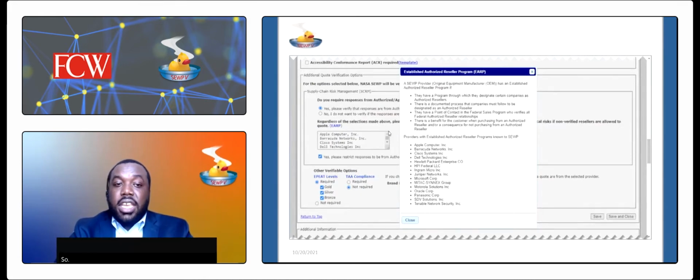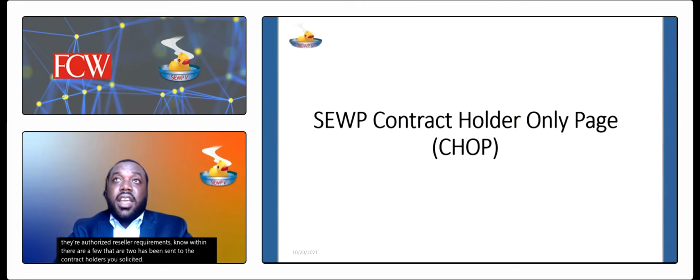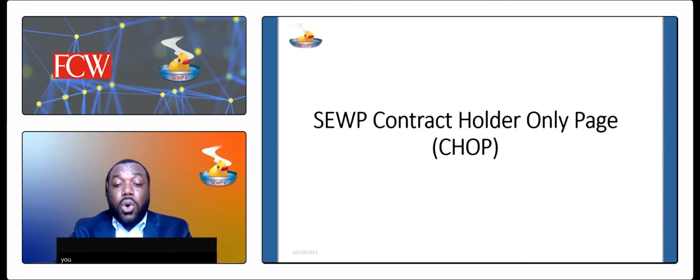So then once the customer has made their authorized reseller requirements known within their RFQ, that RFQ is then sent to the contract holders you solicited. And the contract holders then have access to what we call the contract holder only page, or CHOP. And on that CHOP, that's how they perform their day-to-day actions, whether it be updating orders, providing quotes to requirements, or updating their supply chain relationships.